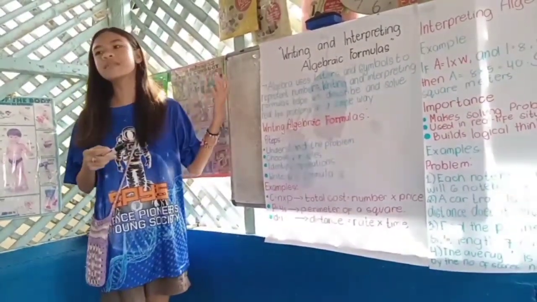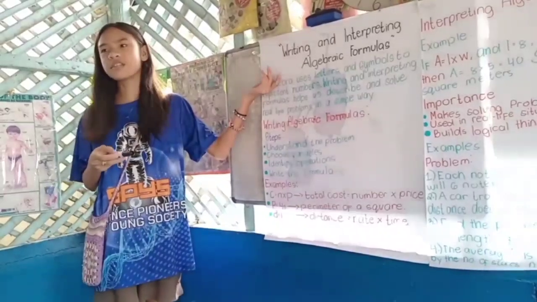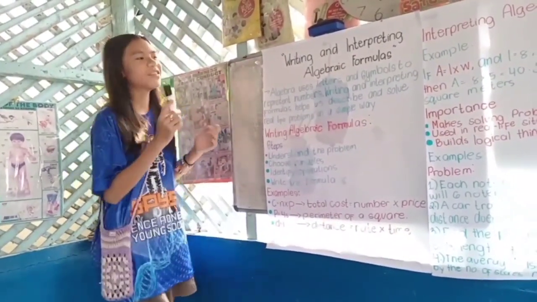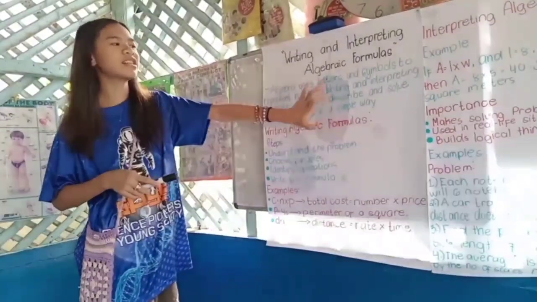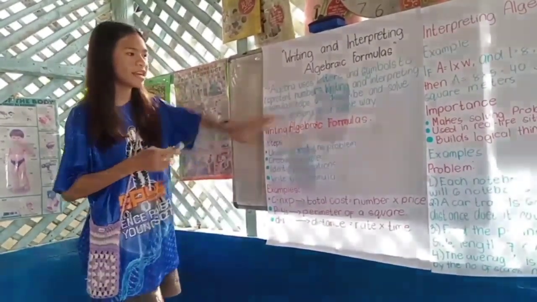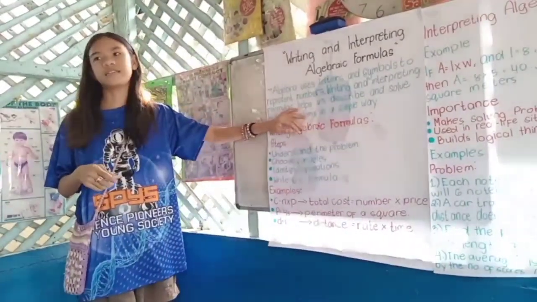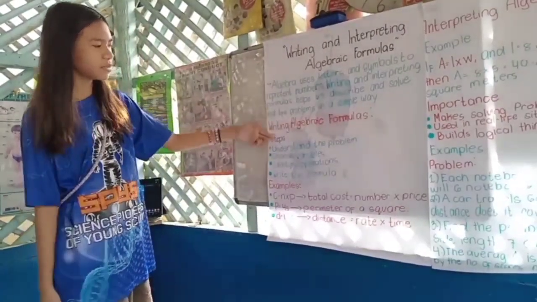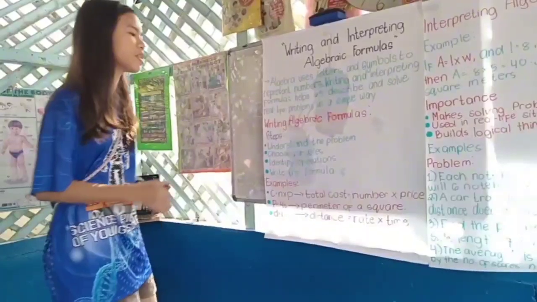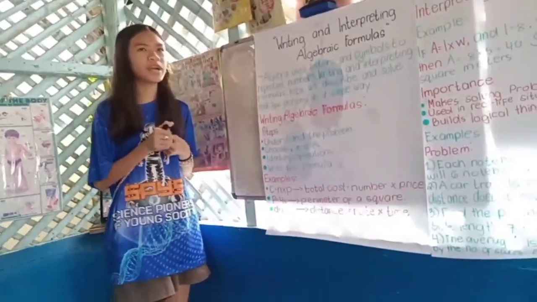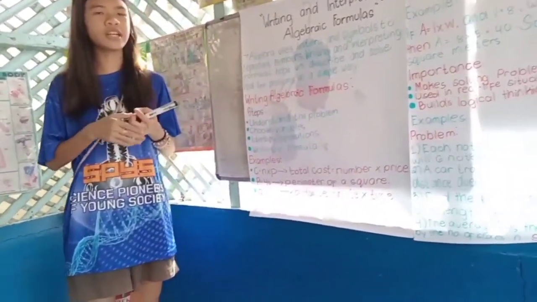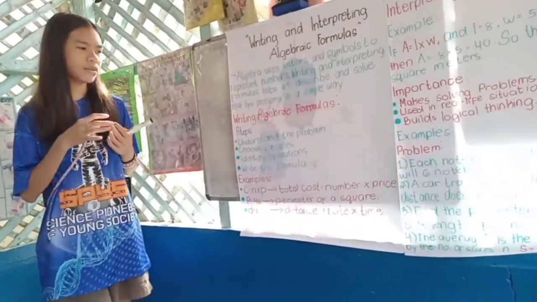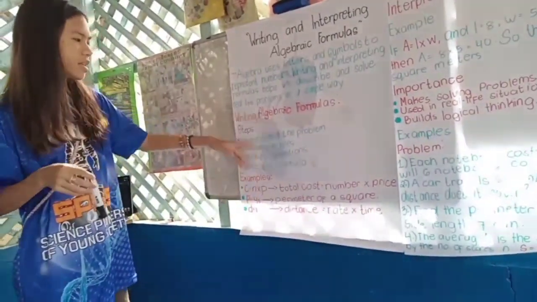What is the term for letters in algebra? Do you remember? Okay. The term for letters in algebra is variables. Then, for the numbers, constants. Now, let's move on to writing algebraic formulas. Writing algebraic formulas is when we turn word problems into numbers or constants and variables.